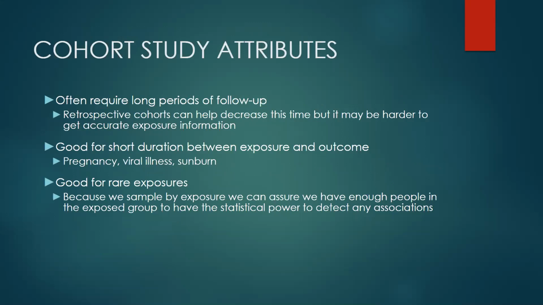So cohorts often require a long period of follow-up because you're starting with people who don't have a disease and waiting for them to develop it over time. There is a way to do a retrospective cohort. So that means you start now and look in the past. So this usually requires having some sort of records, medical records or something else to accurately classify people as exposed or not and making sure they didn't have the disease at the start of the time period, but that can help. So that means, especially when there's a short duration between exposure and outcome, a cohort study is a good option. It's also good when the exposure is rare. Since we're sampling based on exposure, then we can make sure we have enough people in our exposed group and in our unexposed group if we do a cohort study.